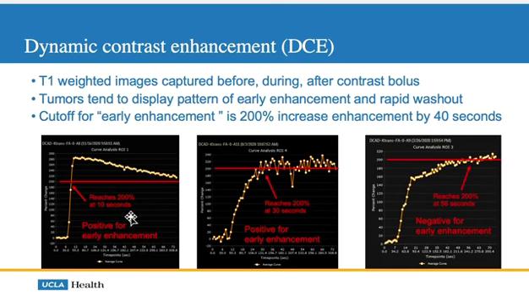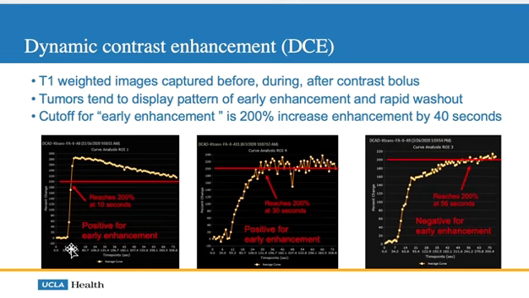So on the left side, on all of these, I've put the red line at the 200% enhancement point. And then along the x-axis, you see here the time post-bolus. And on the left, you can see this particular region of interest reaches a 200% increase at about 10 seconds.